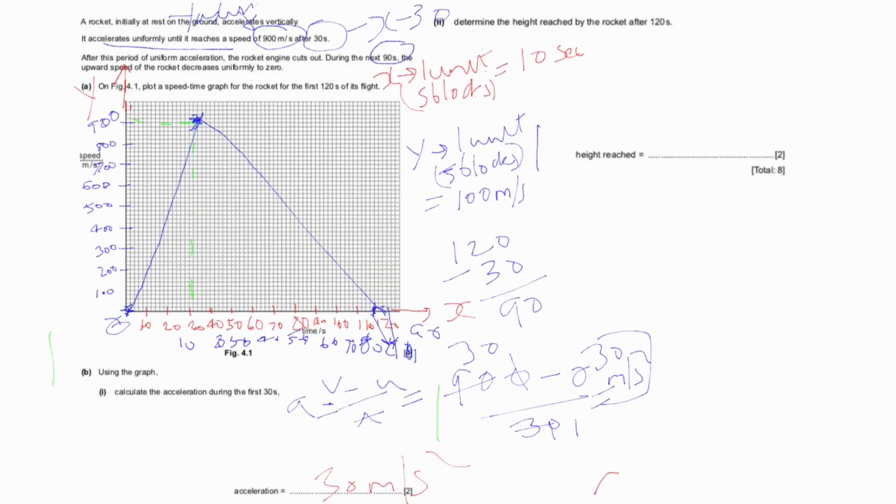So now we will do the second part of this sub question. Here, as you can see, determine the height reached. Determine the height reached by the rocket after 120 seconds, they have asked this. So height is given by the distance covered, means the displacement along the y-axis, so that is the height.